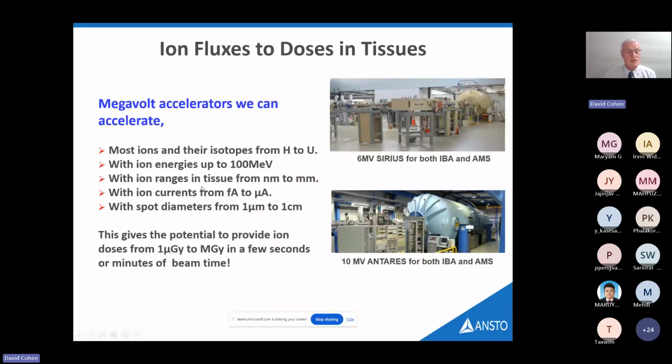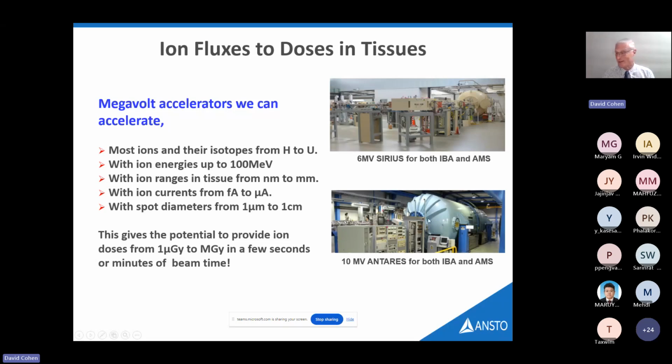And we can do ranges of these from nanometers to meters with ion currents from femtoamps to microamps. It's very easy to do. And I've already mentioned spot sizes from microns to centimeters. So this enables us to give doses from micrograys to megagrays. That's 12 orders of magnitude of dose. And remember, 5 to 10 gray is typically a lethal dose. So a megagray is a very large dose.